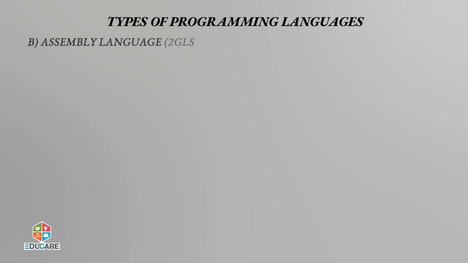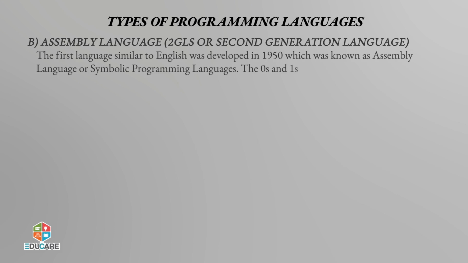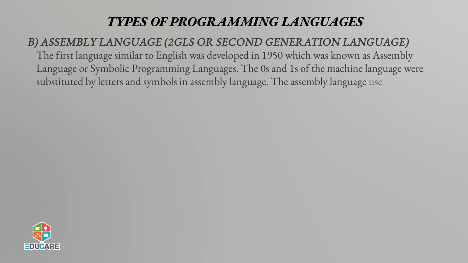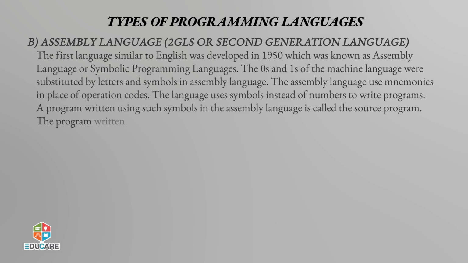Assembly language, 2GLs or second-generation language. The first language similar to English was developed in 1950, which was known as assembly language or symbolic programming languages. The zeros and ones of the machine language were substituted by letters and symbols in assembly language. The assembly language uses mnemonics in place of operation codes. The language uses symbols instead of numbers to write programs. A program written using such symbols in the assembly language is called the source program.